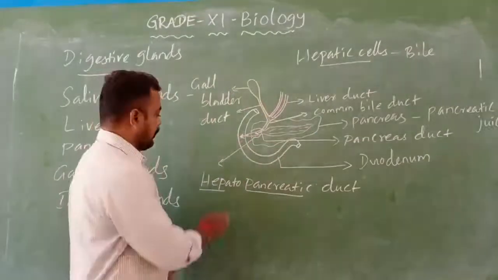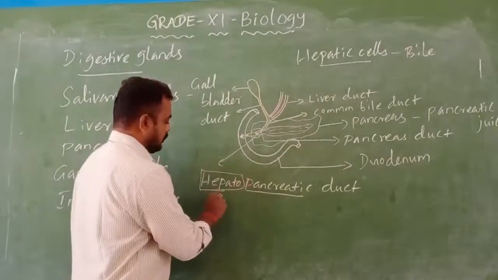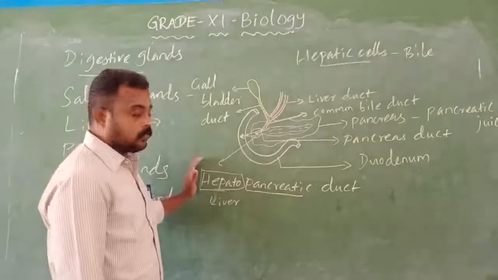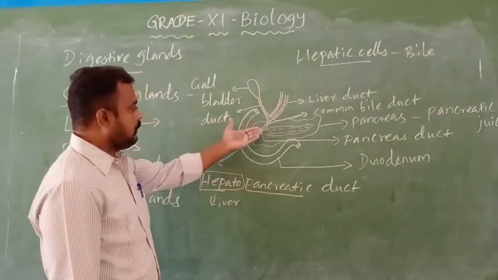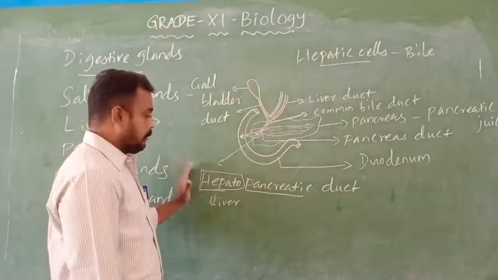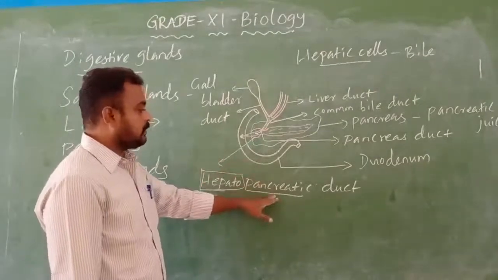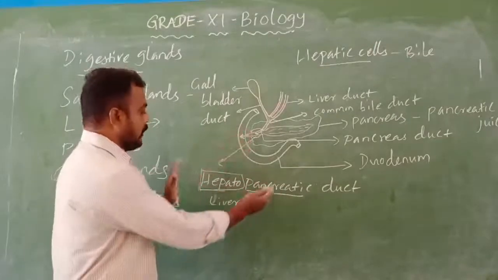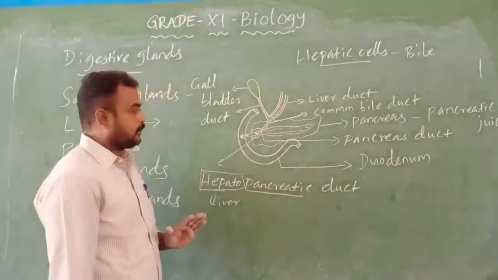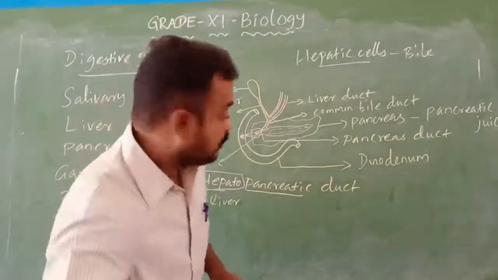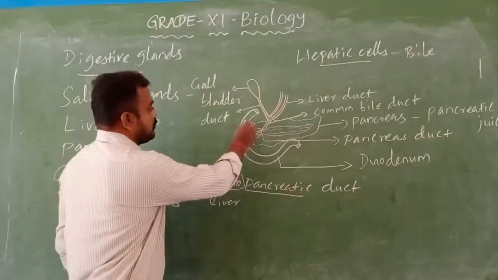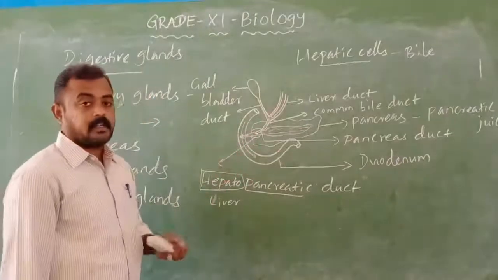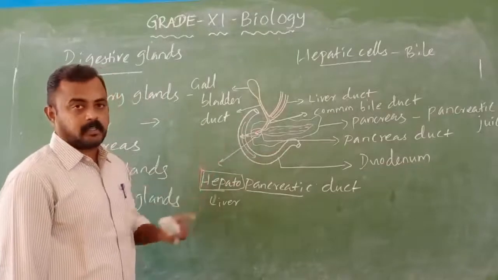Okay, right. Hepato denotes the liver. From the liver it is coming, so it is hepato. From the pancreas it is coming, so it is pancreatic. Both of them come together, so it is the hepatopancreatic duct. So now the juices enter the duodenum, which is the starting part of the small intestine.